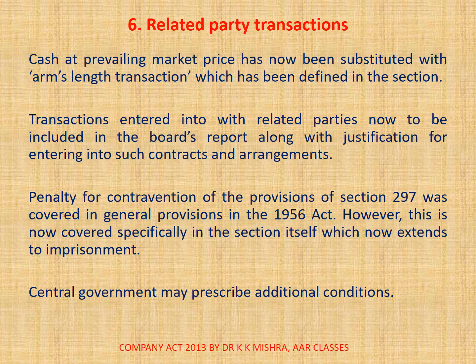Transactions entered into with related parties are now to be included in the board's report along with justification for entering into such contracts and arrangements. Penalty for contravention of the provisions of section 297 was covered in general provisions in Companies Act 1956. However, this is now covered specifically in the section itself, which now extends to imprisonment. Central government may also prescribe additional conditions as and when required.